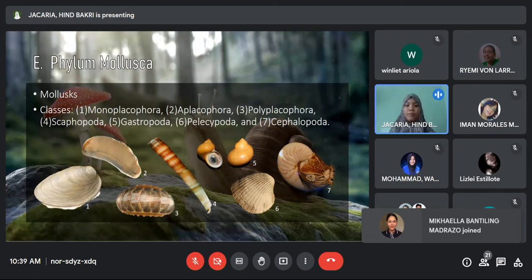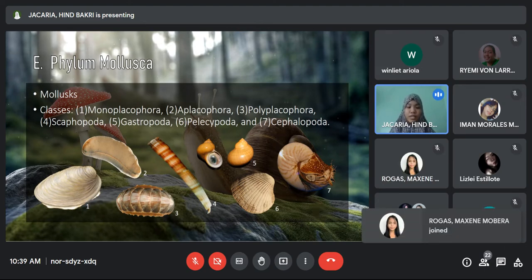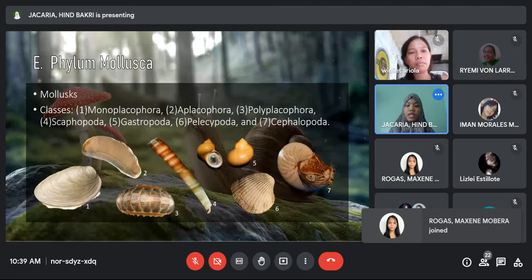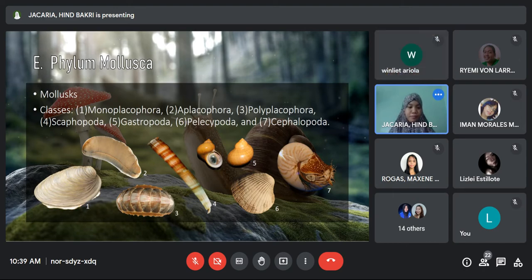Then next is the Pelecypoda. They have shells with 2 lateral valves, and they have no jaws or radula, and they are commonly plate-like, as you can see in the number 6 picture. Then last is Cephalopoda. They have an external shell, and they have a large head. They have eyes, which are complex. They have a mouth with horny jaws, and they have around 8 to 10 arms or tentacles.